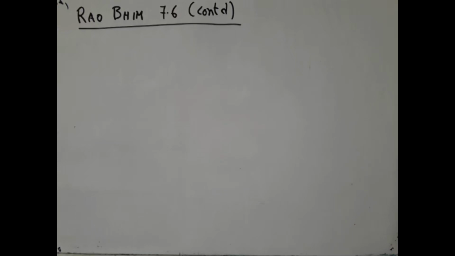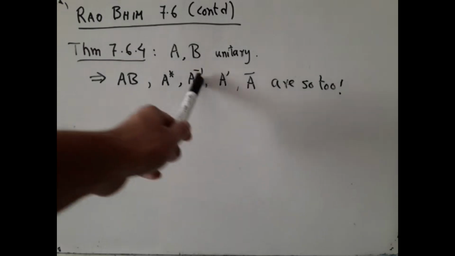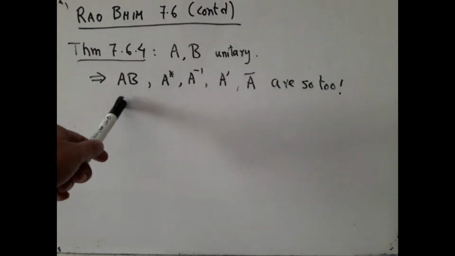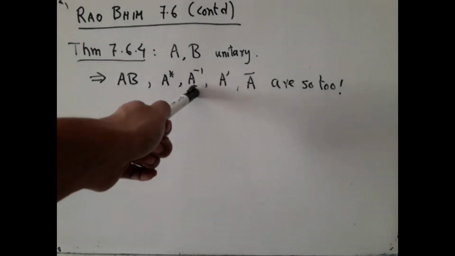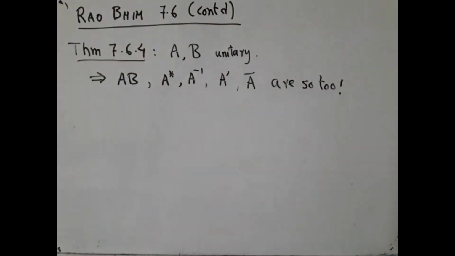We are continuing with Rao Bhim section 7.6. Theorem 7.6.4 gives a quick way to manufacture new orthogonal matrices from given orthogonal matrices or unitary matrices. If A and B are unitary, then their product is again unitary. A star, A inverse, A transpose, A bar are all unitary matrices.